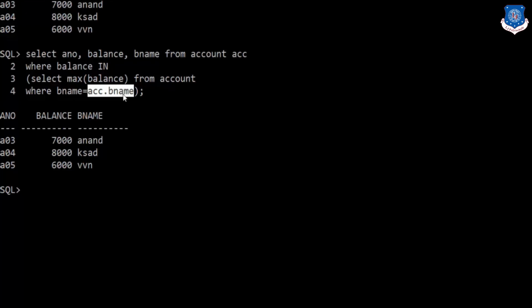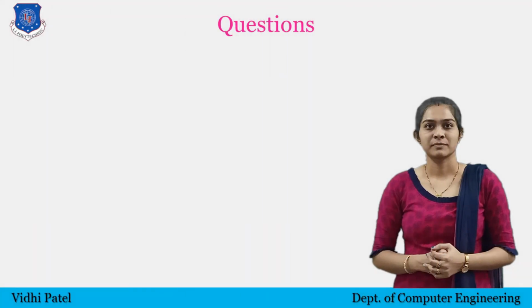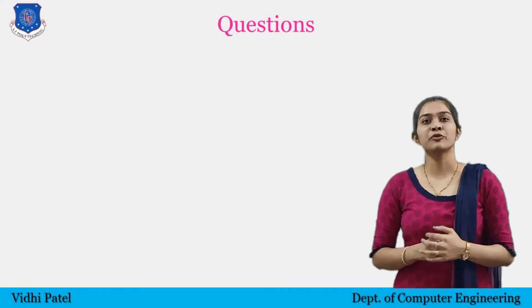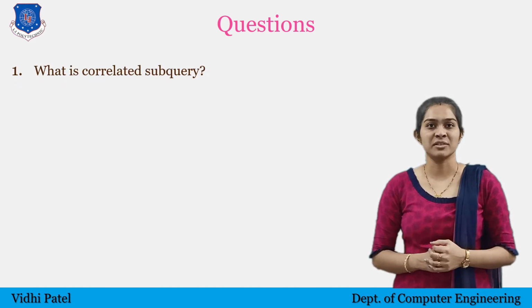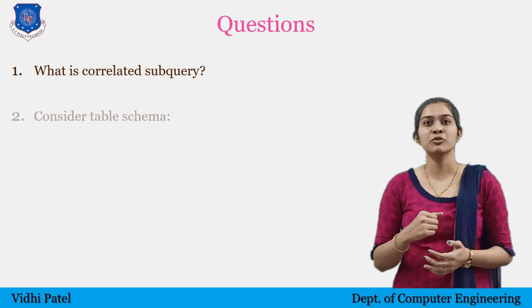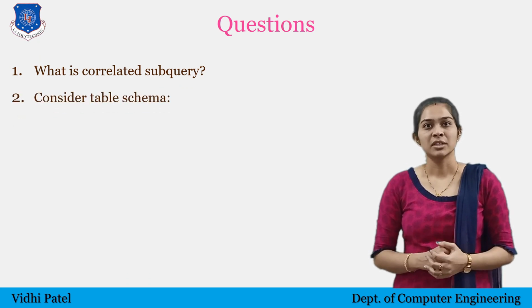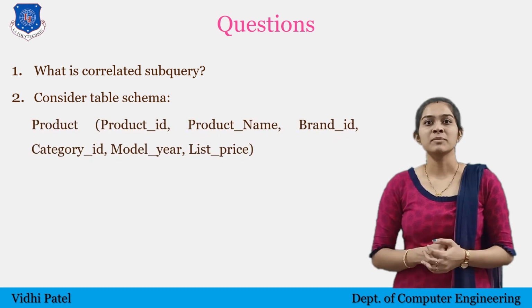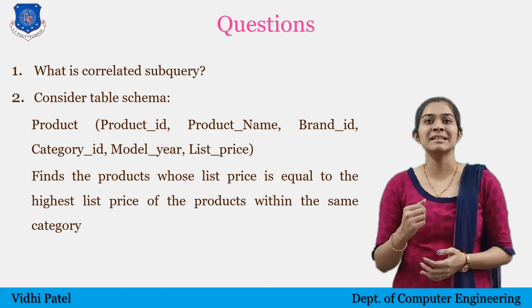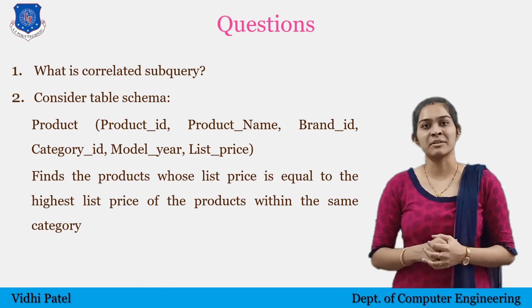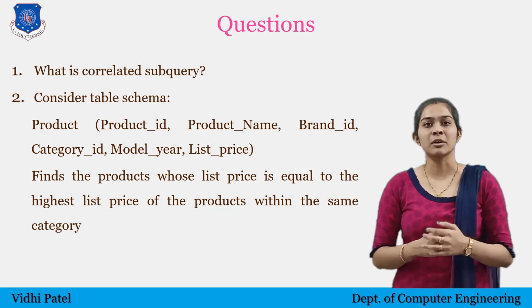You can try this by performing other queries. There are some important questions available for this tutorial. Let's see them one by one. First question is, what is a correlated subquery? For the second question, you have to consider the table schema given here. Table product having columns product ID, product name, brand ID, category ID, model year and list price. The question is, find the products whose list price is equal to the highest list price of the products within the same category. You can write your answers in the comment section.